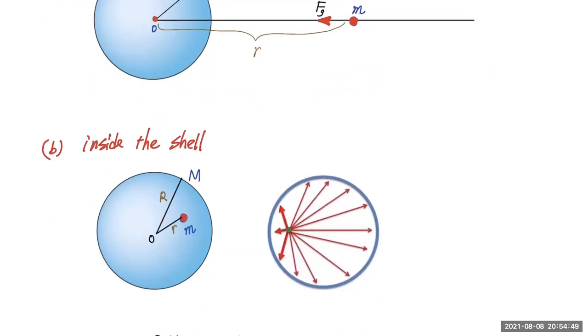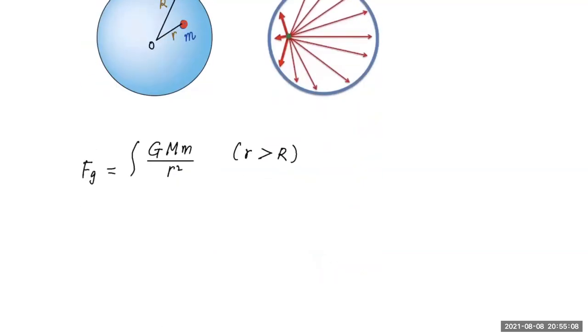Part B is when the point mass is now inside the uniform shell. It doesn't have to be at the center of the shell. It's just somewhere inside. That is the second part of the shell theorem. And Newton's shell theorem in this case tells you the force on that point mass is simply zero. Zero if r is less than the radius. That is the second part of the shell theorem.